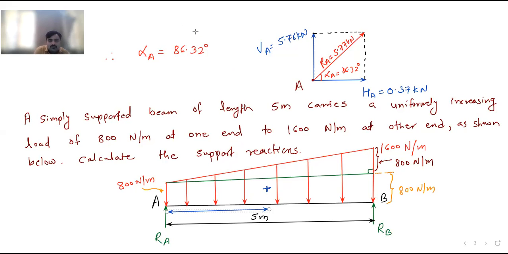It is 2.5. So to take the moment, my point load is acting through this CG, and the value of my point load is 800 into 5. This is the value of my point load, but I am taking moment at point A and my load is acting through this point. So what is the lever arm? The lever arm or the perpendicular distance is 2.5 meters.